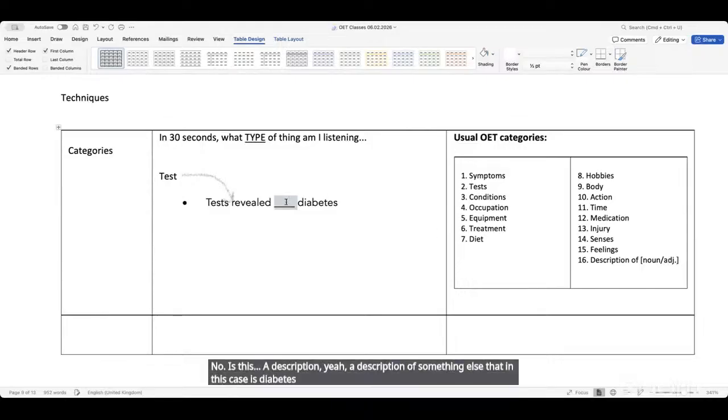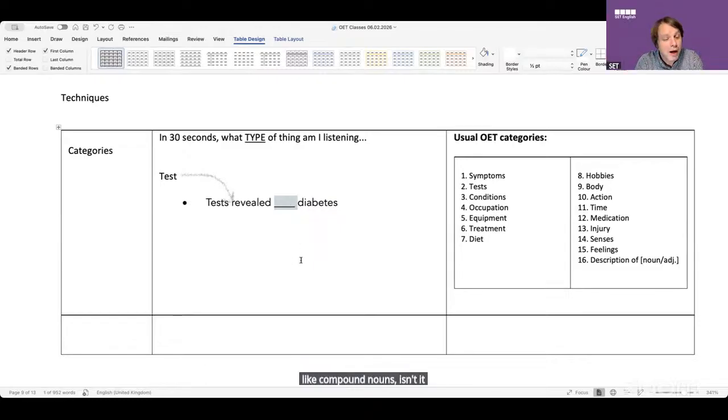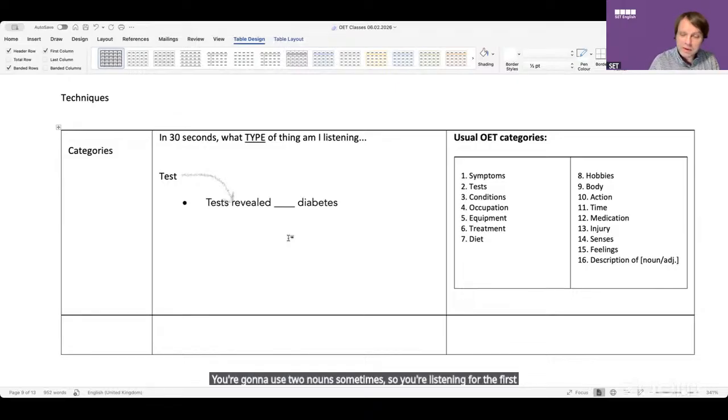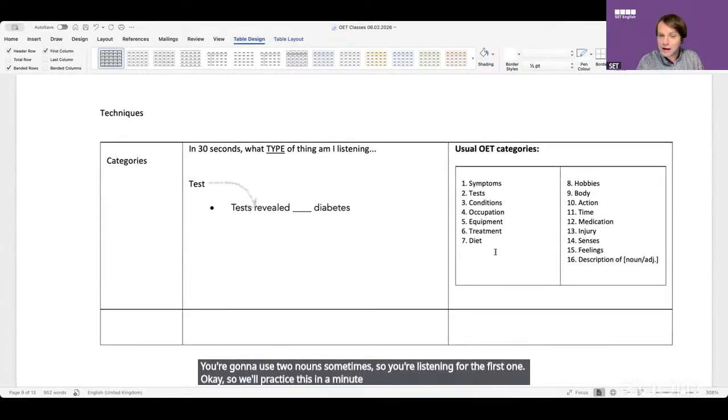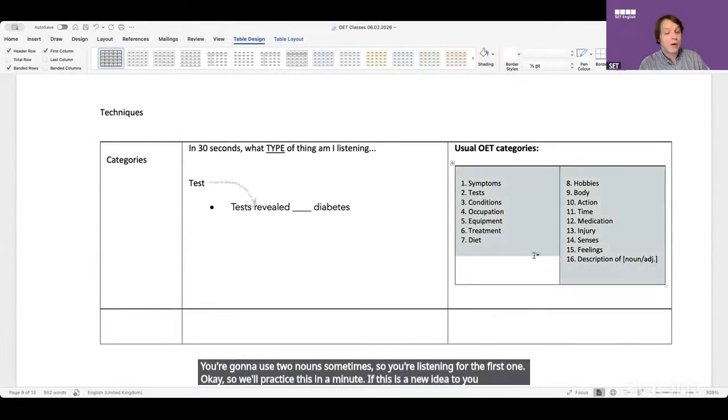We describe the type of diabetes. Like compound nouns, isn't it? Compound nouns, you're going to use two nouns sometimes. So you're listening for the first one. Okay, so we'll practice this in a minute. If this is a new idea to you, then you can practice today.